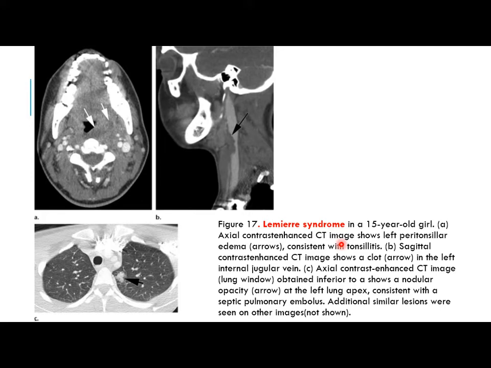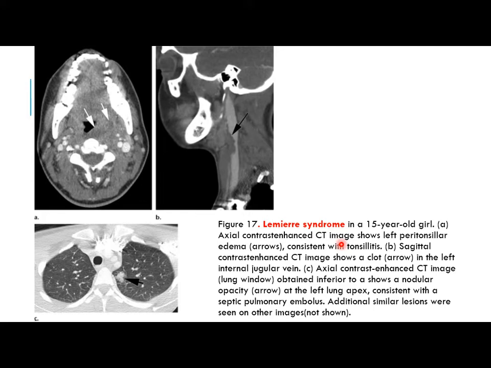Another condition is the Lemierre syndrome. What's the Lemierre syndrome? Actually, when we talk about the vessels of the neck, we also have veins, not only the arteries. And the most important one is the internal jugular vein, as we know, and it extends from the base of the skull, from the sinuses of the skull, downwards. So any inflammatory process in the neck or in the region may lead to venous sinus thrombosis or internal jugular vein thrombosis.